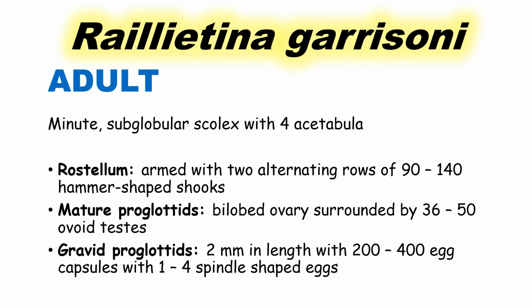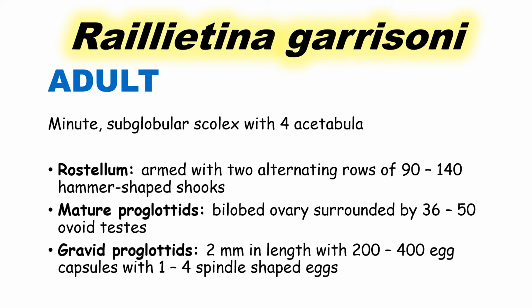So for its adult, the morphology of the adult worm is minute. The scolex, guys, is very small and subglobular or oval in shape with 4 acetabula. It has a rostellum, and it is an armed rostellum, guys, with 2 alternating rows of 90 to 140 hammer-shaped hooks. You have seen a hammer, right? It has a flat part and a pointed part. The pointed parts of the hammer are what give it that appearance.